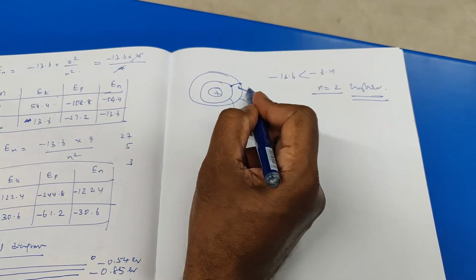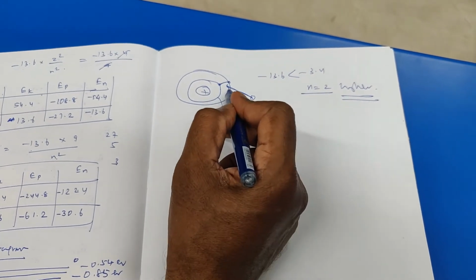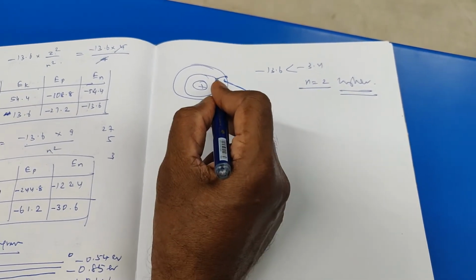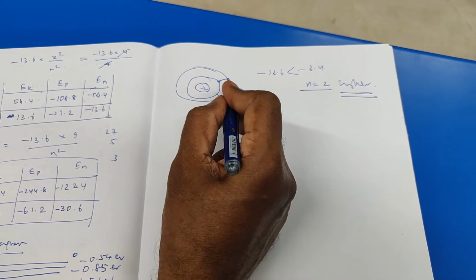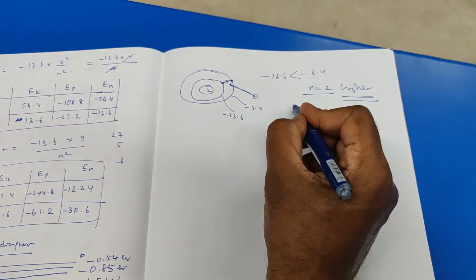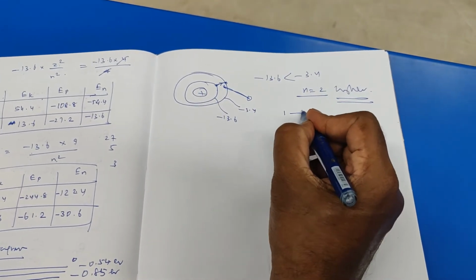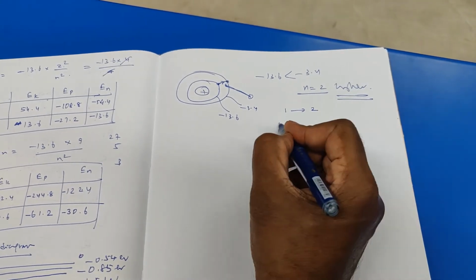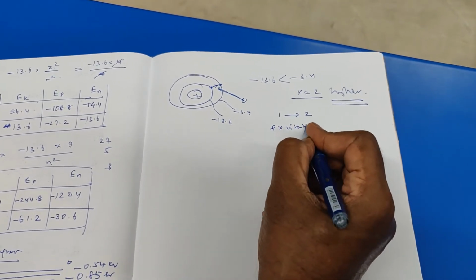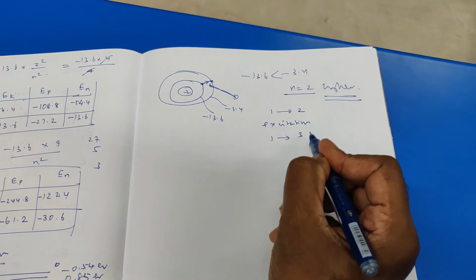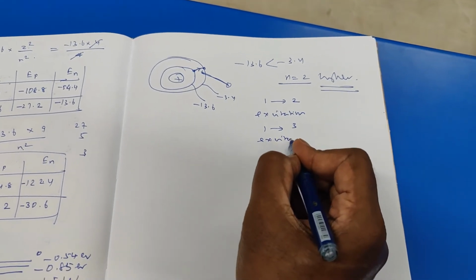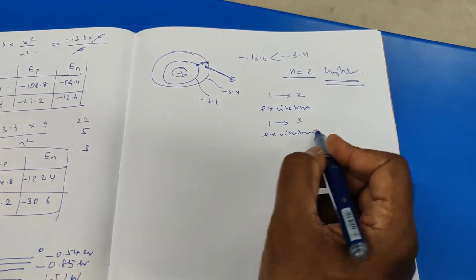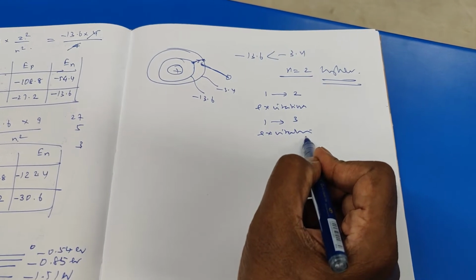So it has to go to high energy, which means somebody has to provide energy. Therefore, one photon is falling on this, then it jumps to this level. That is called, from n is equal to 1, it goes to n is equal to 2. This is called excitation. It may go directly to 3, that is also excitation. Here it goes to the first excited level, here it goes to the second excited level.